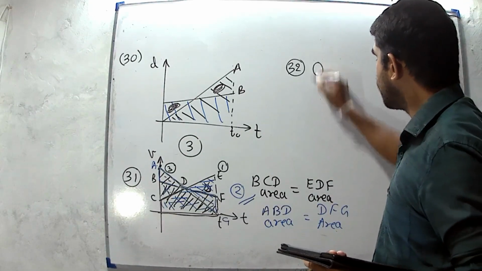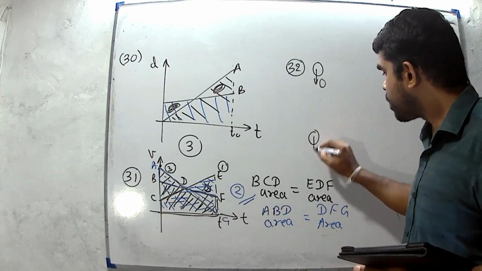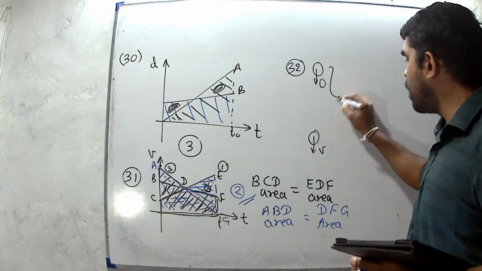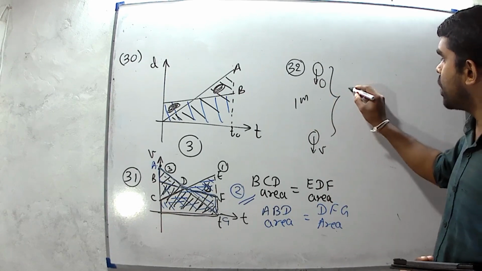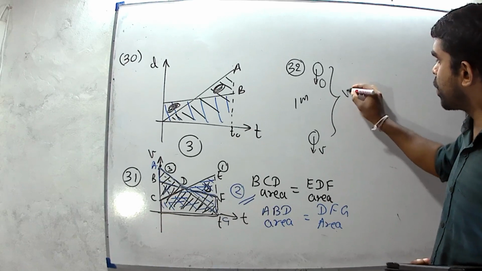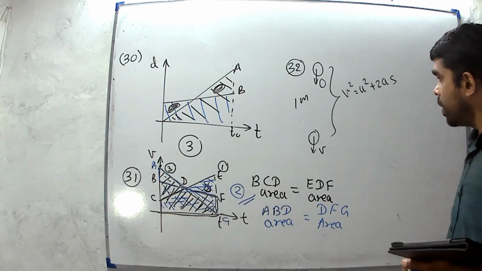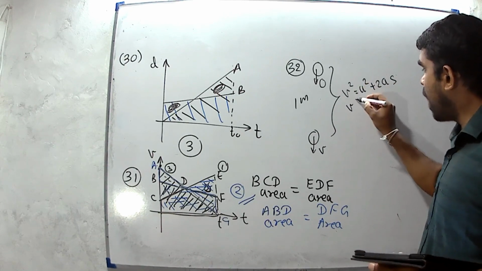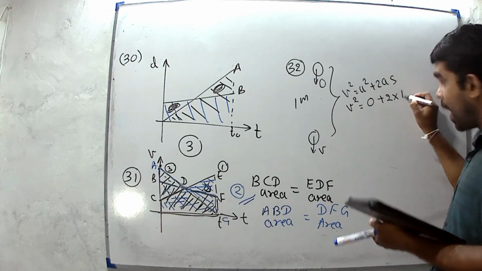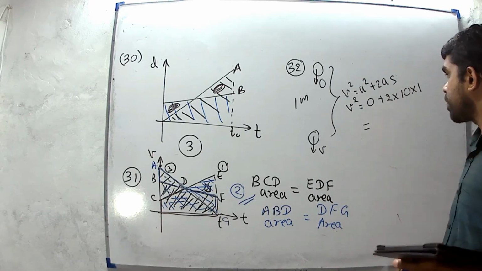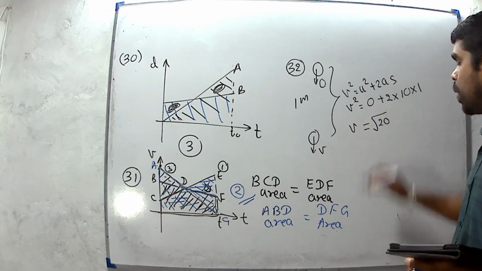I will consider the first part: initial downward velocity 0, final velocity v. I will find the final velocity. We know that this distance is 1 meter. We can use v squared equals u squared plus 2as. We have to find the v value, the final velocity. u is 0, 2 times acceleration 10, displacement 1. 2 into 10, 20. Root 20 is the velocity.